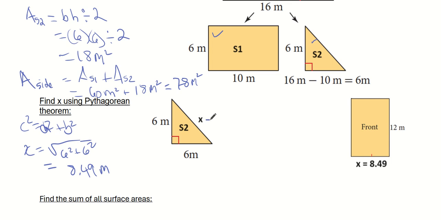So now this here equals 8.49. And I have that written down over here. So now we can find the area of this shape here. So I'm going to say area, and it's called front.